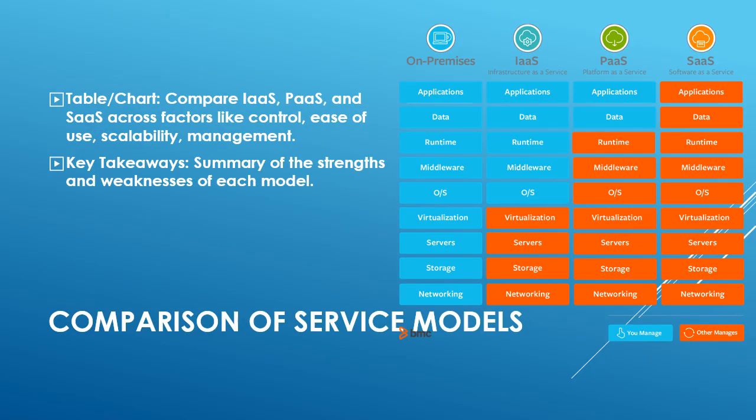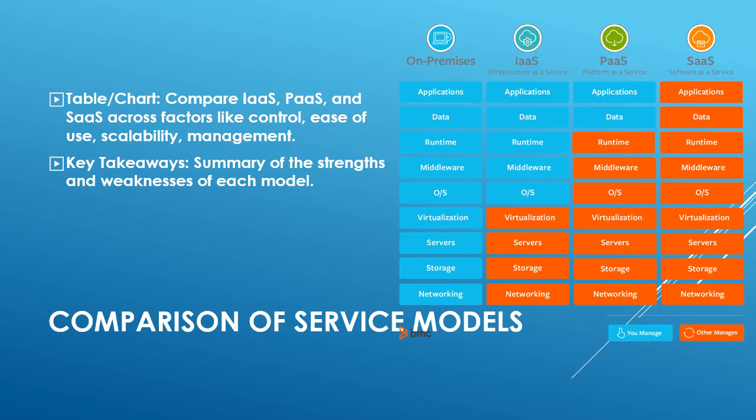Okay, here we're trying to compare the service models that already exist. So if you look at this, you notice that we could compare the IaaS, PaaS, and SaaS across factors like control, ease of use, scalability, and management. So the key takeaways I would like you to get from these pictures is just to see, in summary, the strengths and weaknesses of each model.